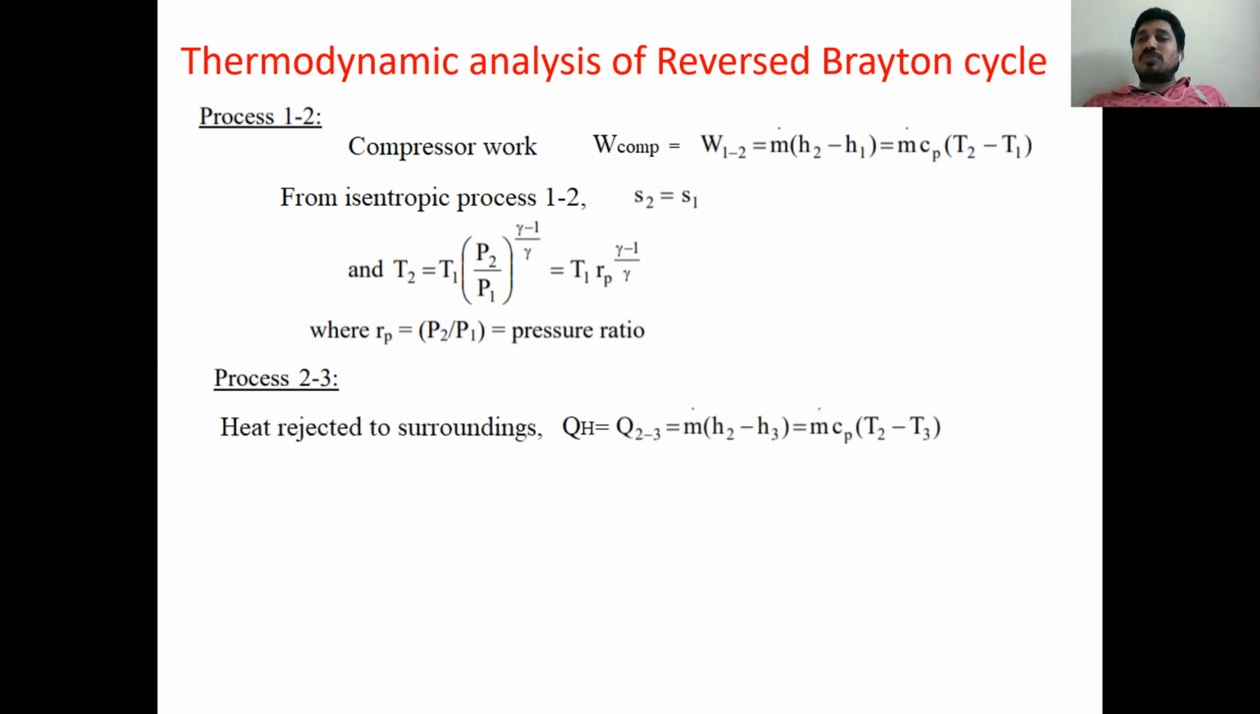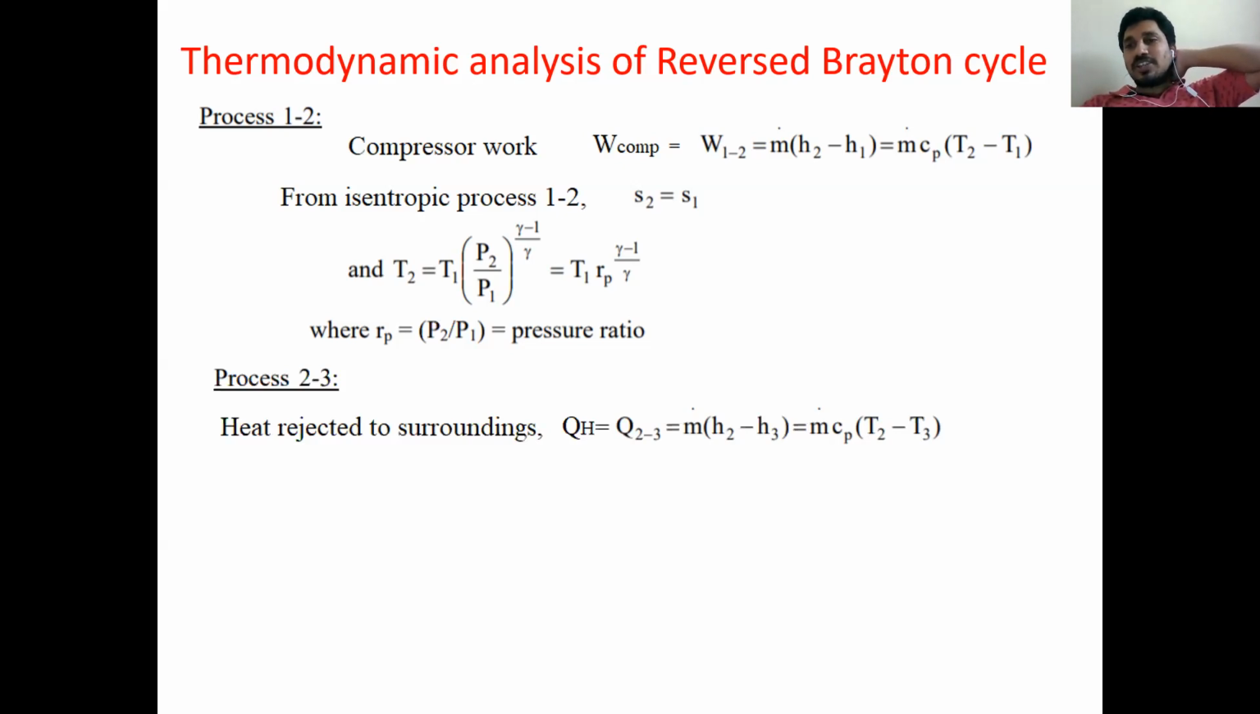Now the second process, process 2-3. Process 2-3 means heat rejection to the surroundings, the amount of heat supplied from the system to the surroundings. So heat rejection QH is equal to Q23, because process 2-3 is involved here. Q23 means m into delta H, m (H2 minus H3). The starting point has a high amount of energy. After the heat exchanger, heat is rejected, so the energy level drops. So m (H2 minus H3) equals m Cp (T2 minus T3), because small delta H means Cp delta T.